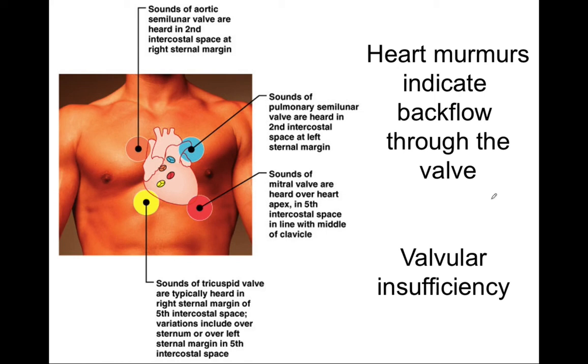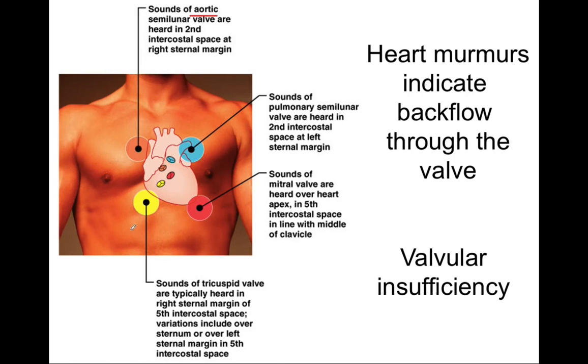So there are actually places on the chest that we can listen for specific heart murmurs in certain valves. You'll see here that at the second intercostal space, just to the right side of the sternum, is where you can listen for heart murmurs in the aortic semilunar valve. And here on the left side of the sternum at the second intercostal space, you can listen for heart murmurs in the pulmonary semilunar valve.